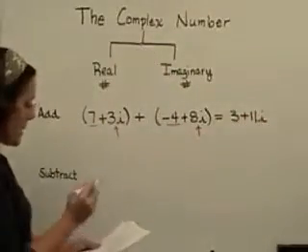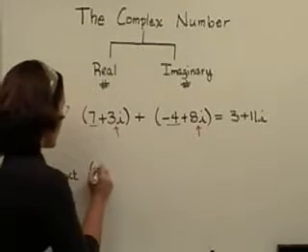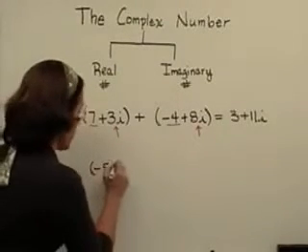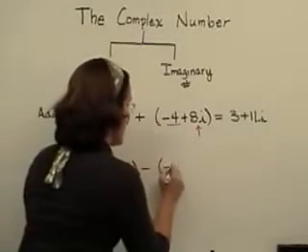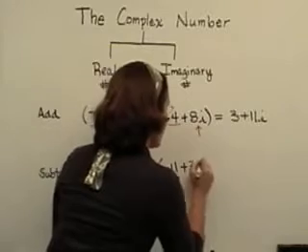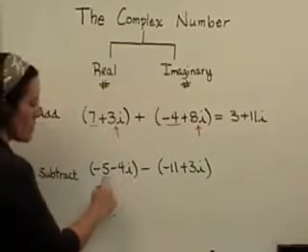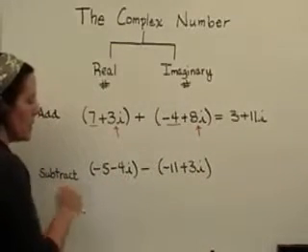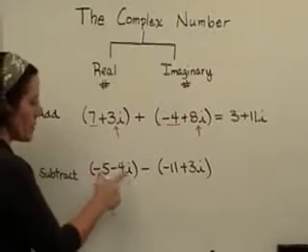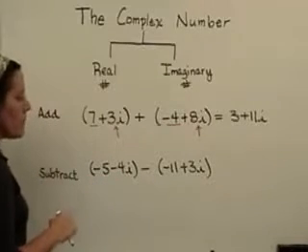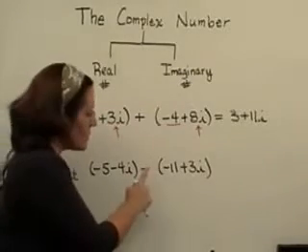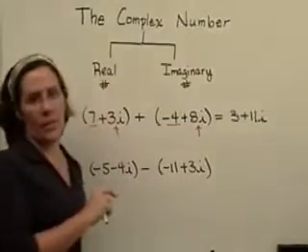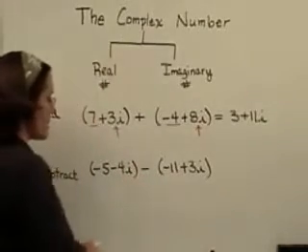Let's subtract. If I had -5 minus 4i, and I wanted to subtract -11 plus 3i, complex numbers are always written in this form, the real part first, then the imaginary part. So it seems a little bit awkward. We're used to seeing the letter terms in front. But if I'm asking you to subtract a complex number, I'm asking you to add the opposite of these. I'm going to write this down so that we see that.